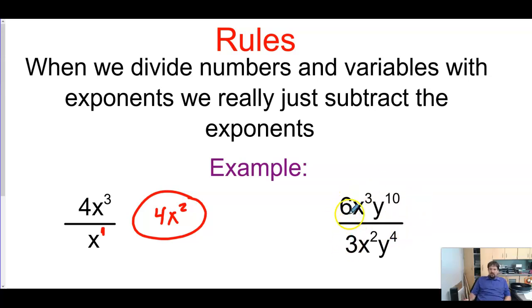Okay, over here, 6 divided by 3 is 2. And we have x cubed, x squared. 3 minus 2 is 1, so we're left with x to the first power. And then y to the 10th over y to the 4th. 10 minus 4 is 6. So we get y to the 6th power. There is my answer for that.